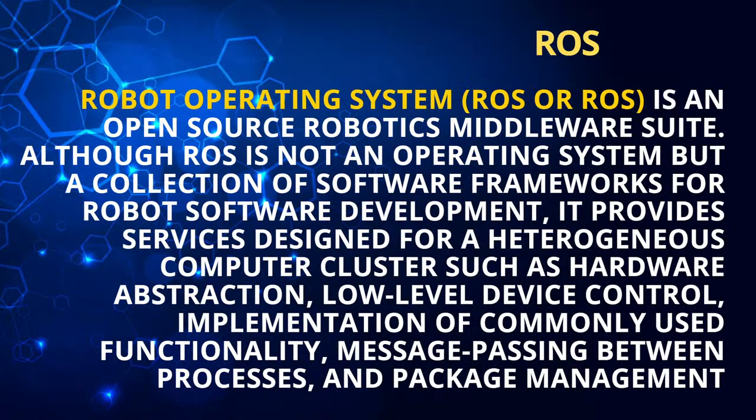Now we'll see in detail about ROS, the Robot Operating System. The Robot Operating System is an open source robotic middleware suite. It is called an operating system, but it is not exactly like a conventional operating system like Linux or Windows. ROS is not an operating system, but rather a collection of software frameworks for robot software development. So it is used for robot software development.